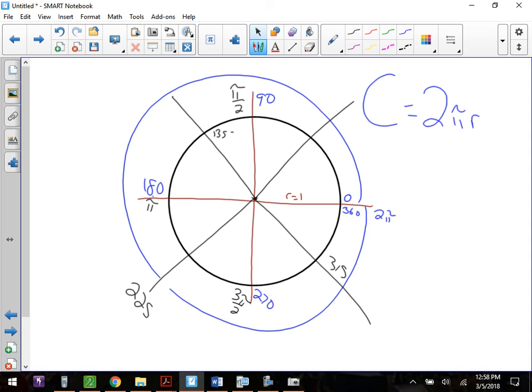I'm showing you why all this works. Guys, watch. 1, 2, 3, 4, 5, 6, 7, 8. There are 8 sections of 45 degrees to get around a circle. If I know that 45 degrees is half of 90, what's half of a half? A fourth.